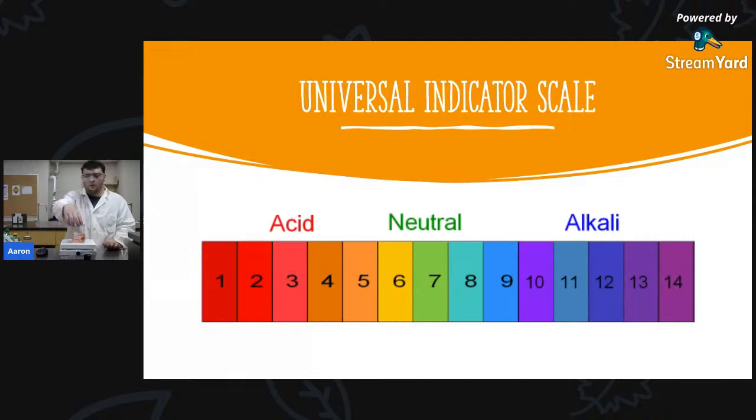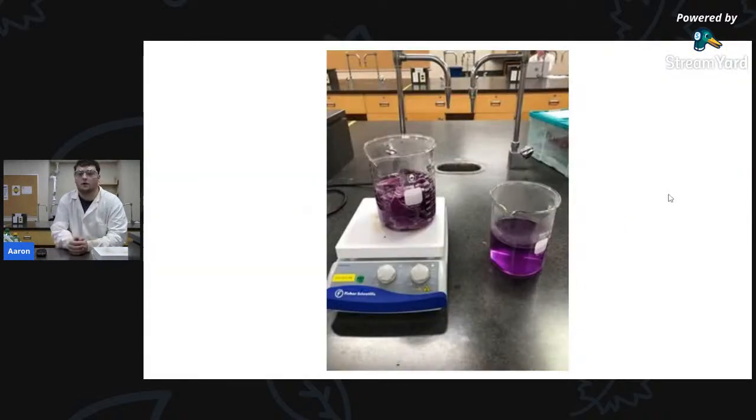So what if you want to test the pH of something at home, but you don't have a universal indicator? Well, I'm going to show you how you can make your own. So earlier I prepared some boiled red cabbage. Now that may not sound too interesting or appetizing, but I'll show you what we can do with that.